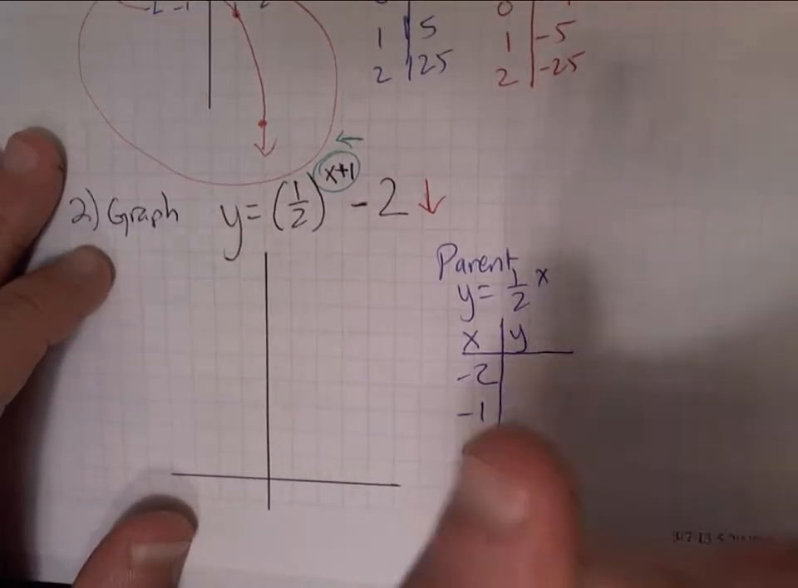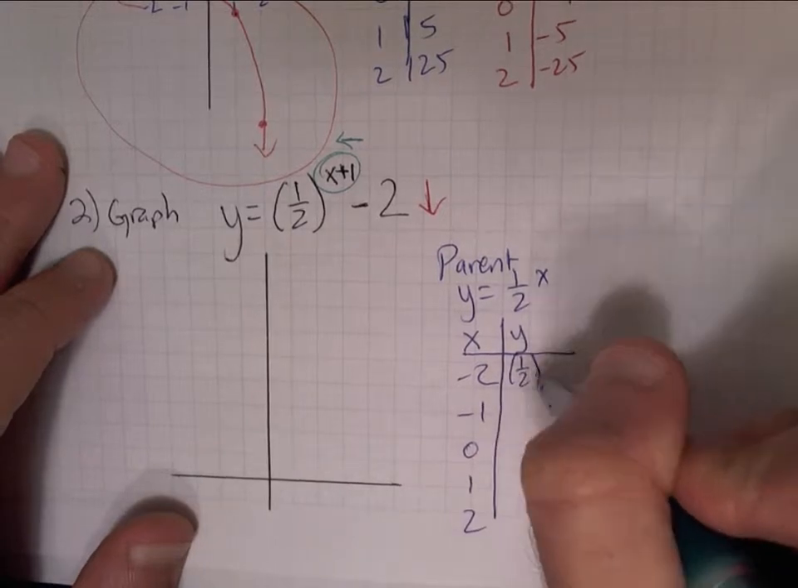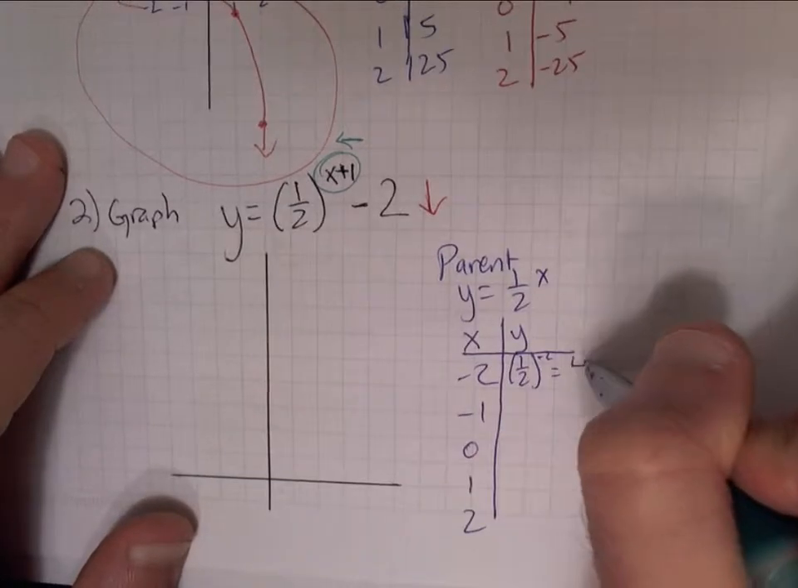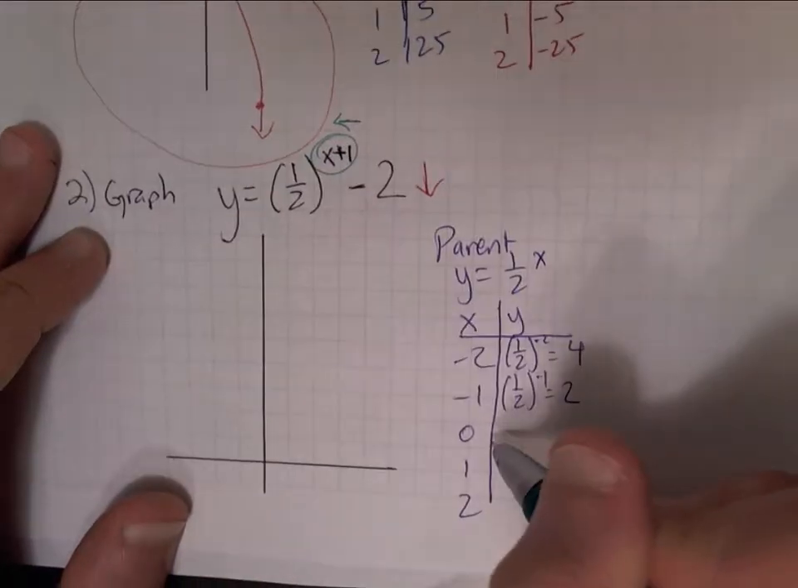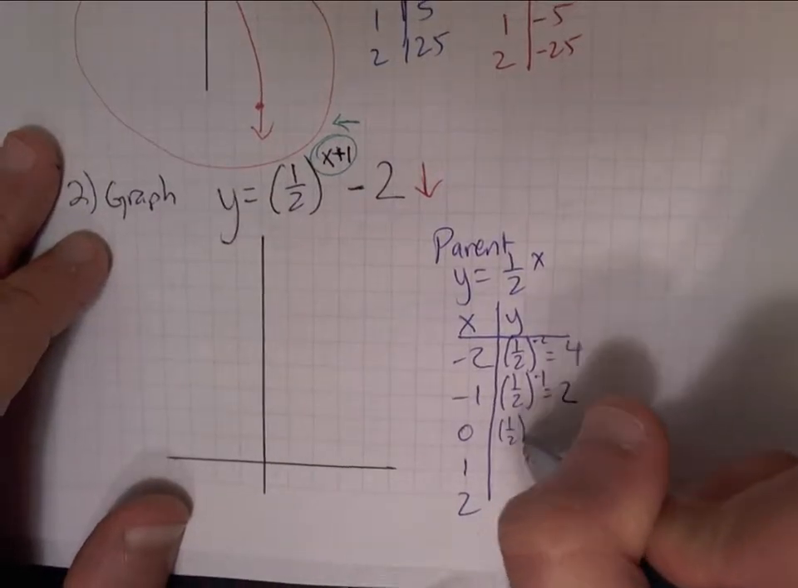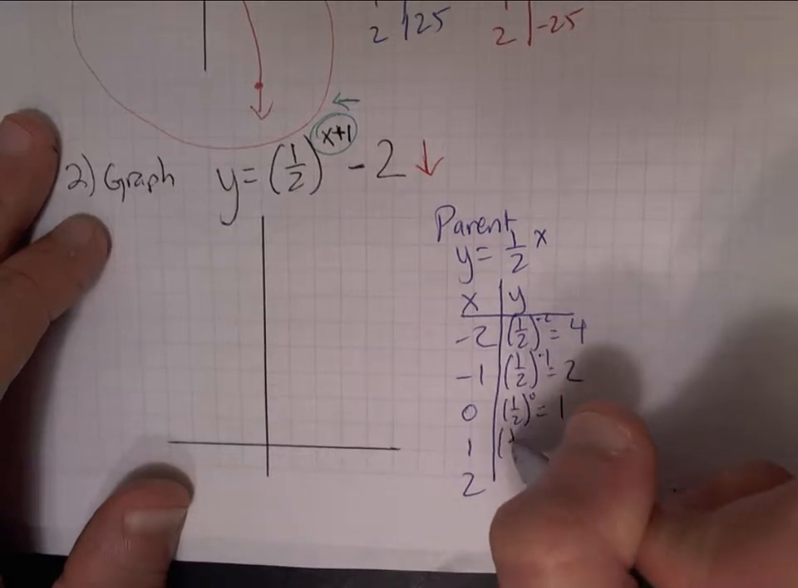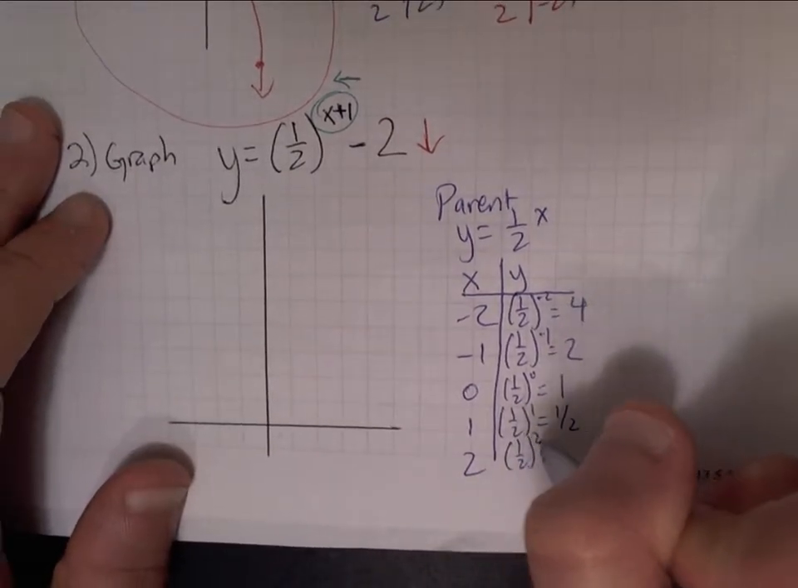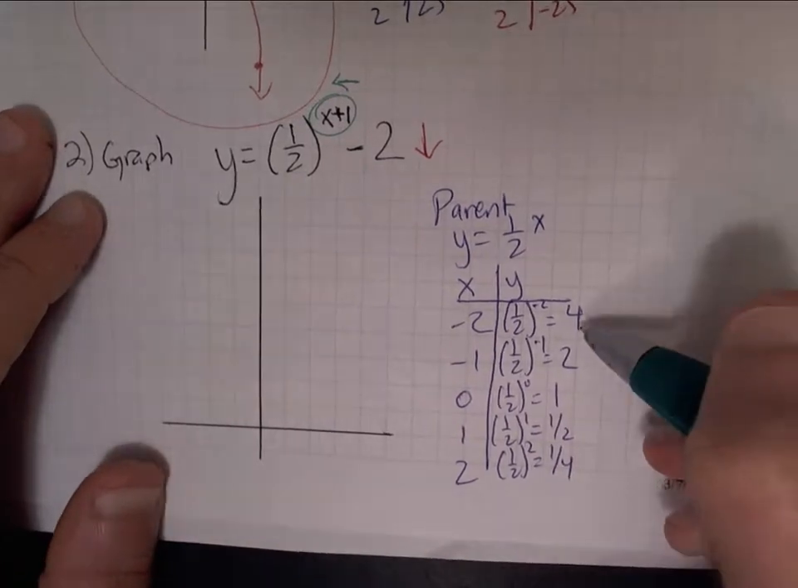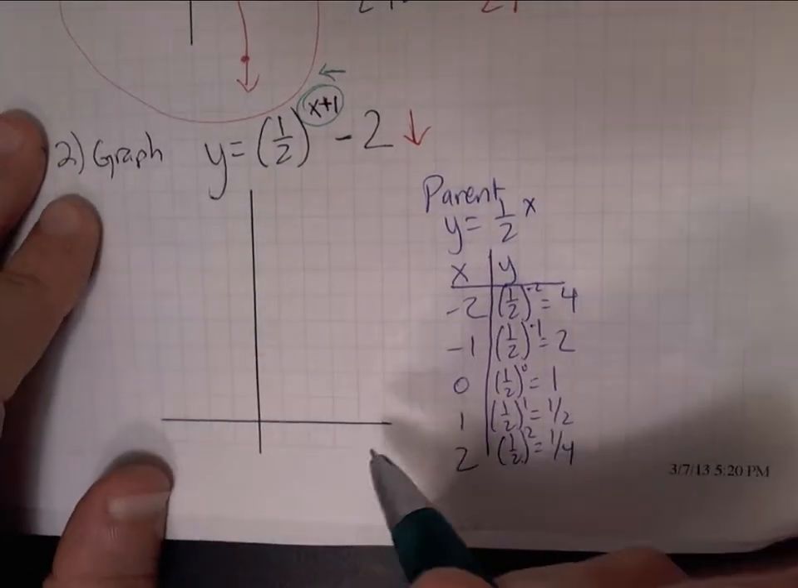So -2, 1/2 to the -2 gives me 4. 1/2 to the -1 gives me 2. 0, so 1/2 to the 0 gives me 1. 1/2 to the 1 gives me 1/2. 1/2 squared gives me 1/4. So let's go ahead and graph this.